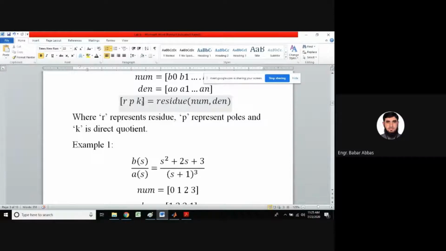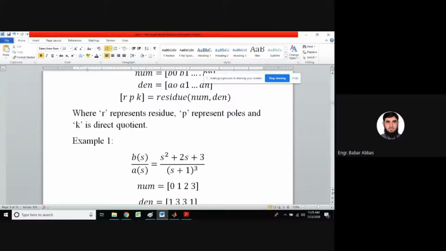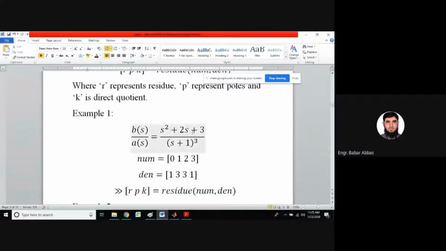That is, an improper fraction is one in which the degree of the polynomial in the numerator is greater than or equal to the degree of the polynomial in the denominator. Here we have an example: s squared plus 2s plus 3 divided by (s plus 1) whole cube, and we have to expand (s plus 1) whole cube. That will be s cubed plus 3s squared plus 3s plus 1.